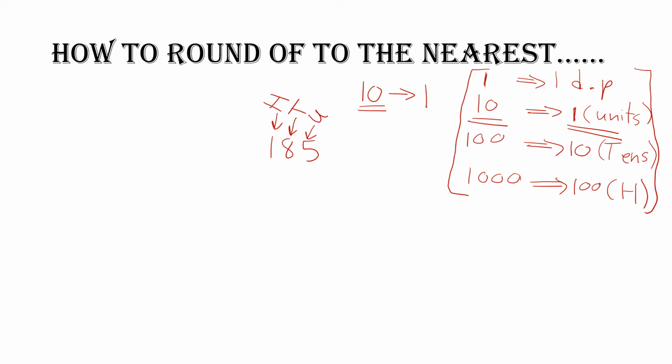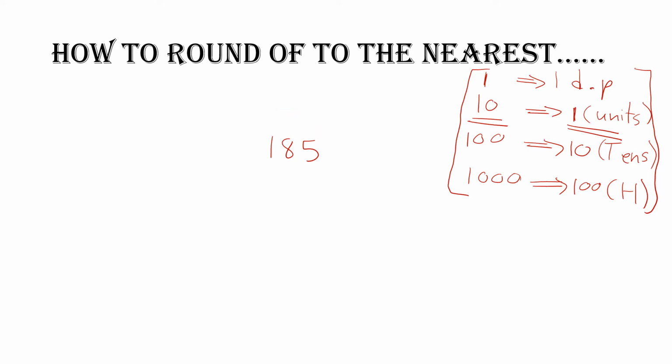So you know, for tens, the place value before tens is 1. For hundreds, the place value before hundreds is 10. And that's how you basically round off using the nearest whatever.